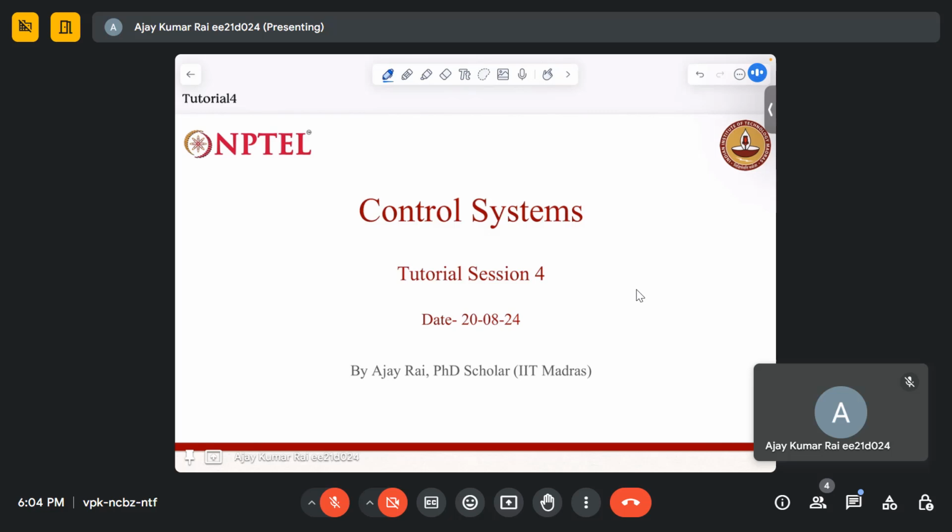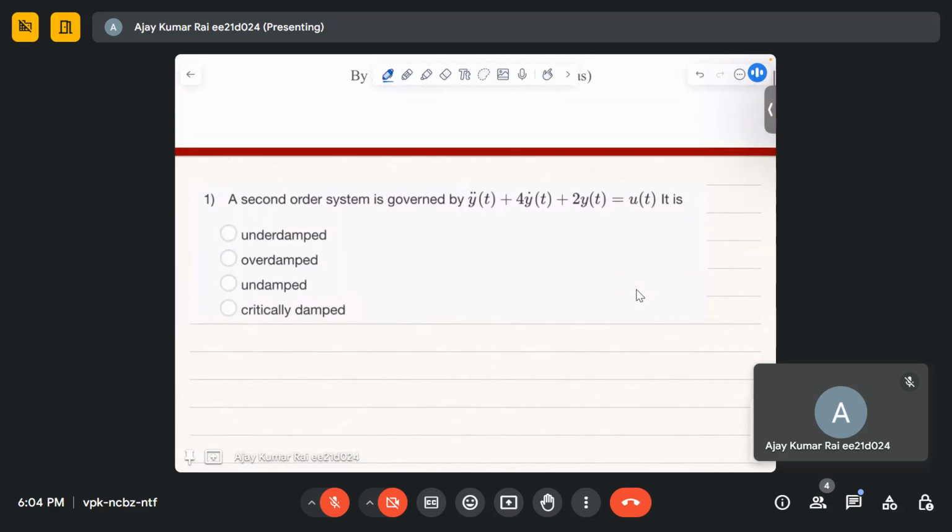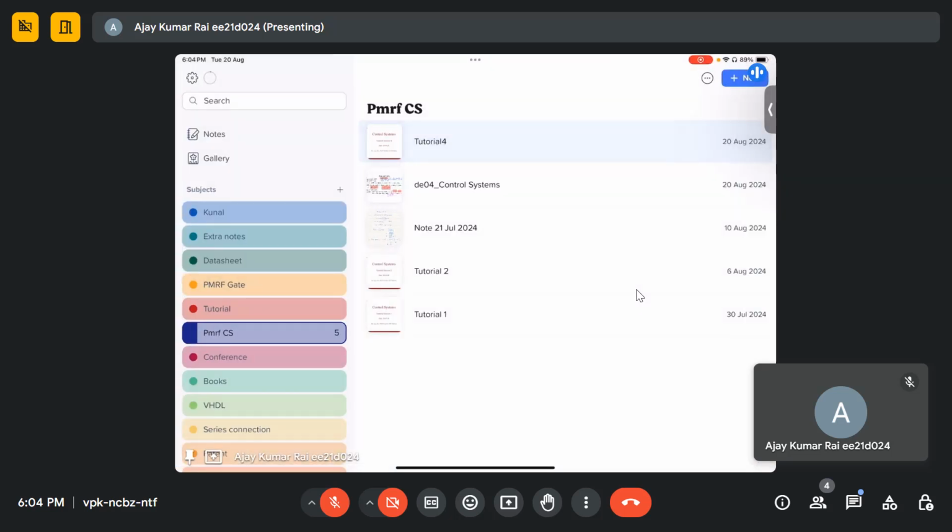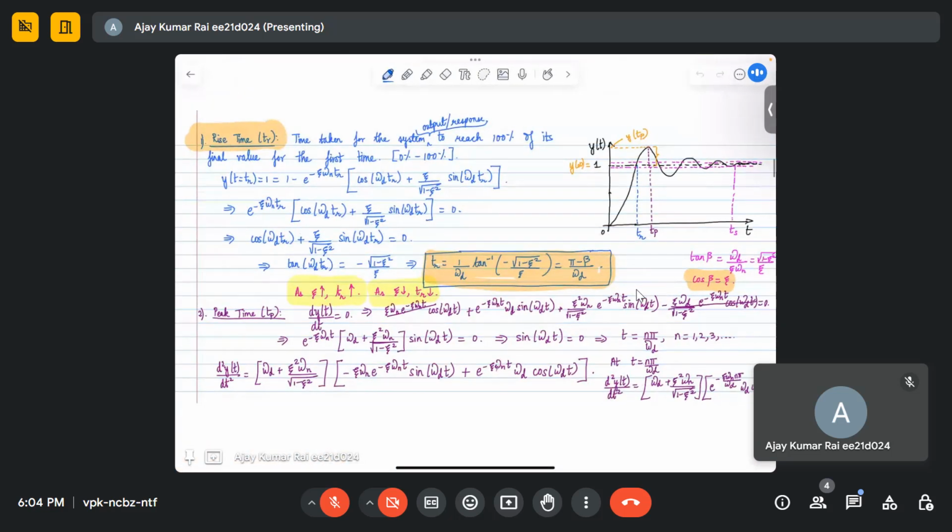Okay, so I have a total of 15 questions for this session. First I'll go through what is covered in week 4, just a brief explanation, before solving the questions.